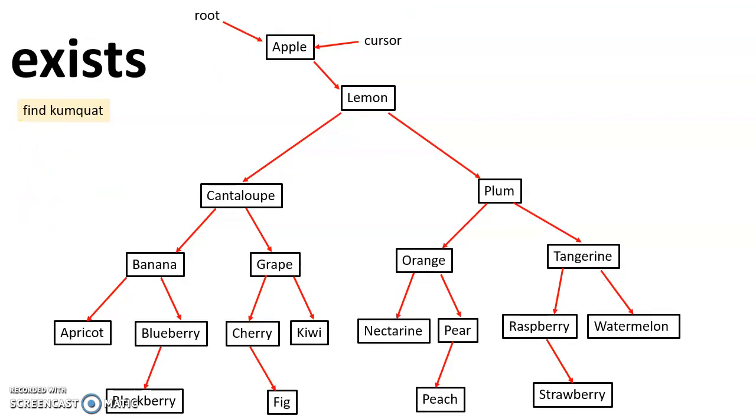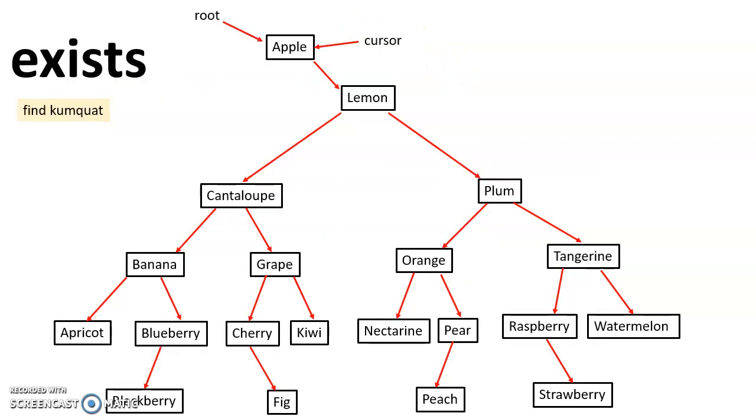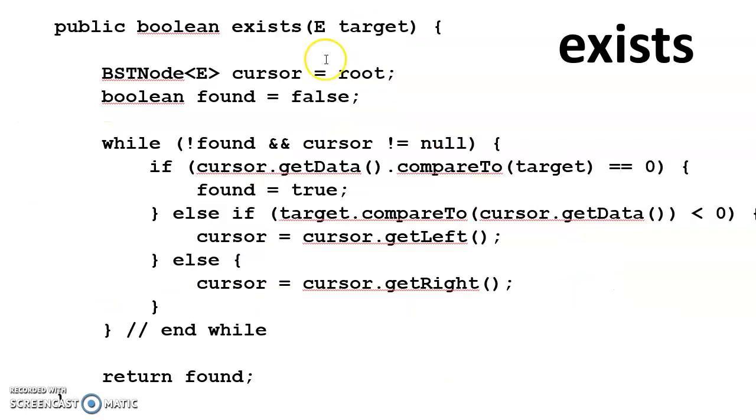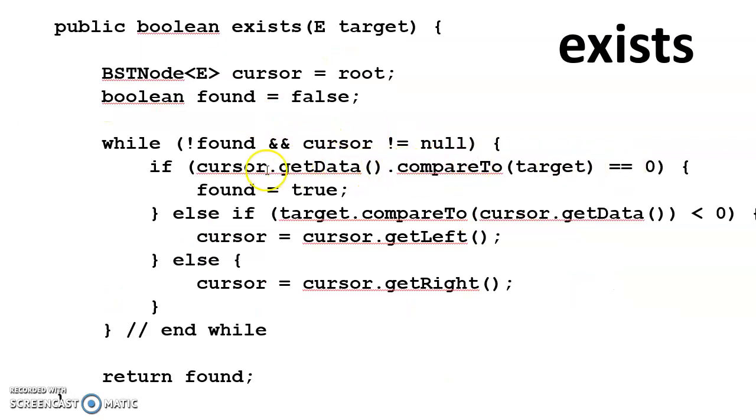But suppose cursor is root. Suppose we call the exists method and we're trying to find kumquat. So imagine target has the value of kumquat and initially cursor is the root. So is target kumquat equal to cursor get data apple? It's not.